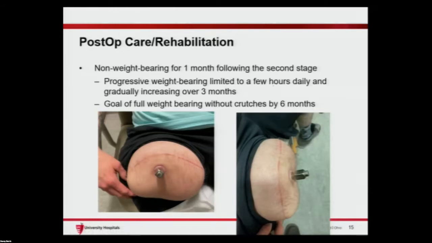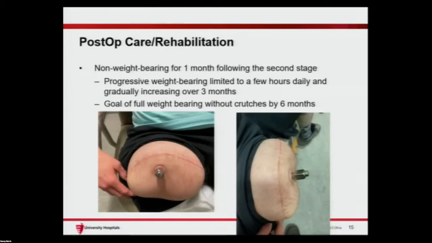The typical postoperative protocol that we've used is you're non-weight bearing for the first month following your second stage. You're also non-weight bearing for the entire 3 months between stage 1 and 2. You then have progressive weight bearing limited to usually a few hours a day over the first 3 months. And the goal is to get to full weight bearing off of crutches by 6 months.